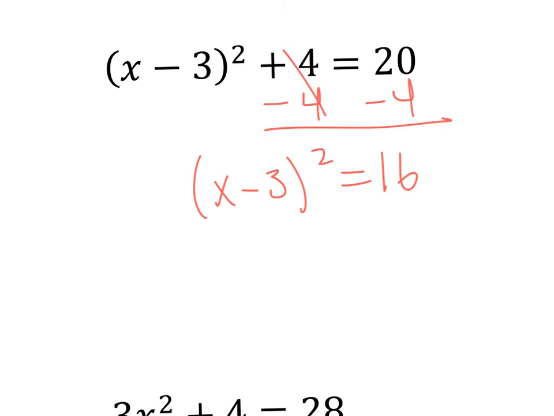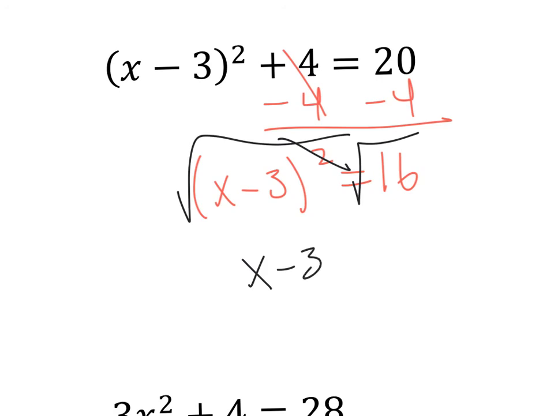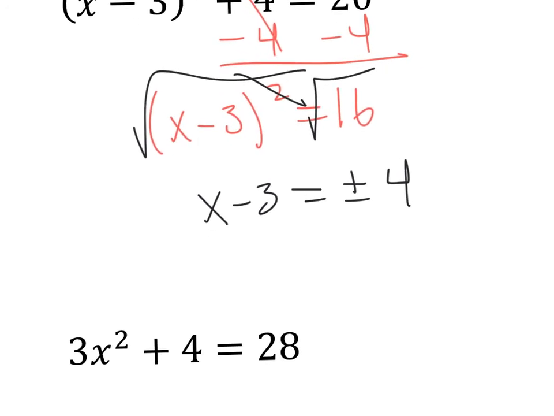Just like you did in the previous problem, when you get to a point where you can't move anything else over anymore, you can square root both sides. I know it looks weird, but you can. Okay, that gets rid of the square, so I'm left with x minus 3 equals plus or minus 4. Square root of 16 is 4.